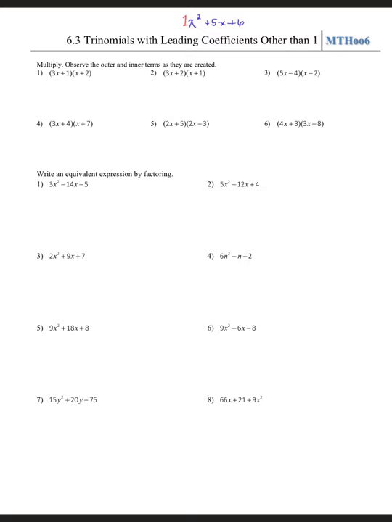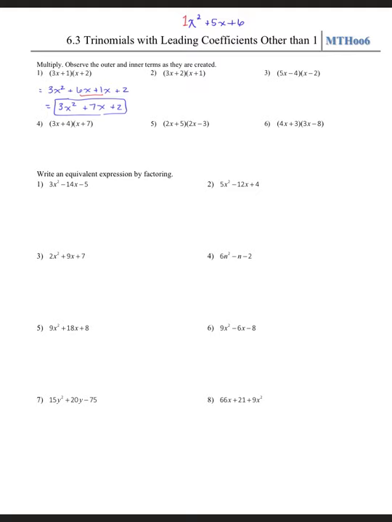We know it's going to start with 3x times x, which is 3x squared, 3x times 2, which is 6x, 1 times x is just 1x or x, and 1 times 2 is a positive 2. Next thing we have to do is combine our like terms, which gives us 3x squared plus 7x, and lastly we have this plus 2.